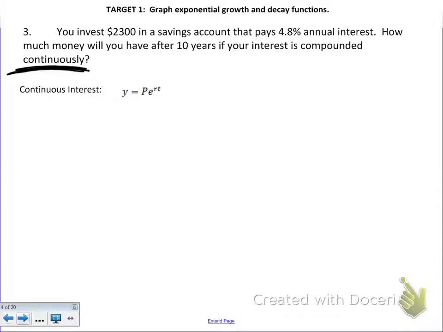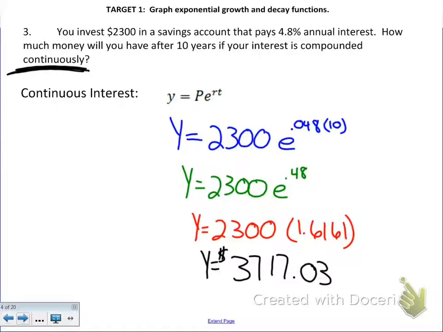So we invest $2,300 in a savings account that pays 4.8% annual interest. How much money will you have after 10 years if your interest is compounded continuously? And here's our equation: y equals P e to the rt. So we're going to have you give this one a try on your own and come back. See you in a few.